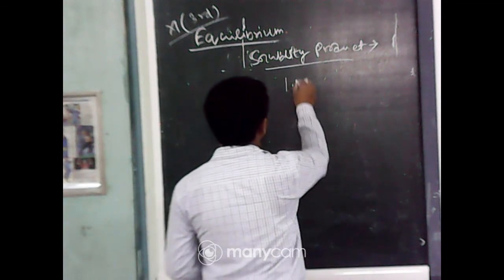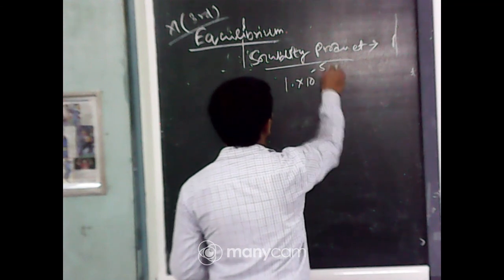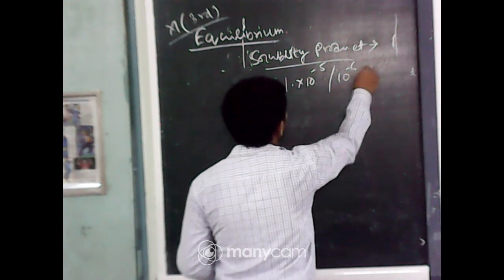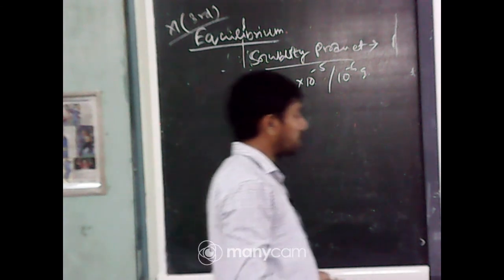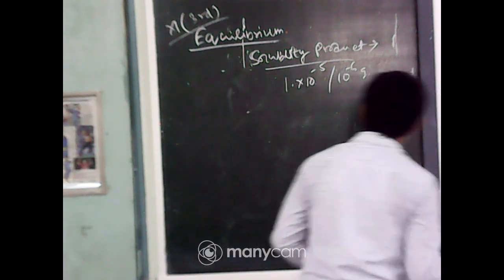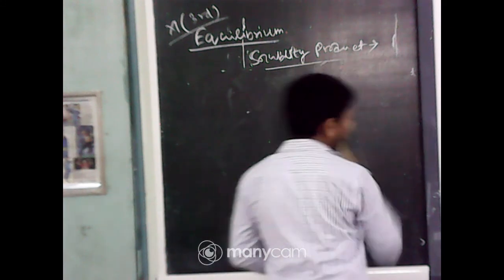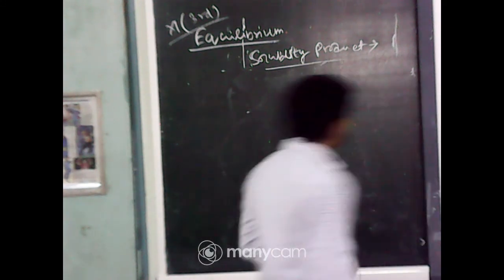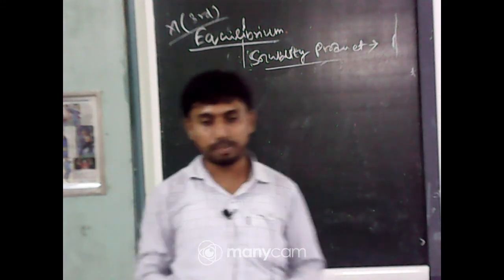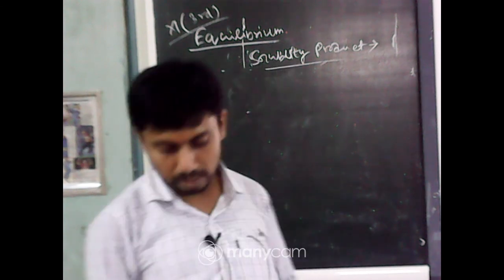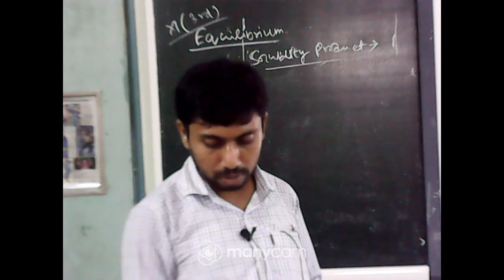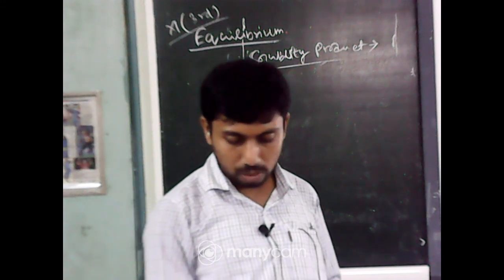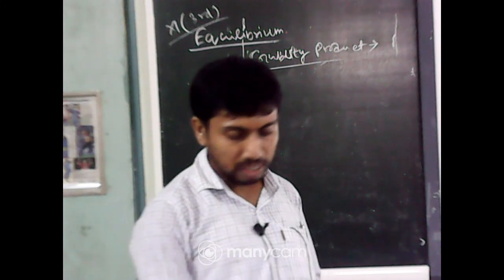That is 1 into 10 to the power minus 5 or 10 to the power minus 6 gram. This is called the negligible amount in 1 liter of the solvent. So, when a salt is dissolvable in a solvent to the extent of 10 to the power minus 5 or 10 to the power minus 6, that is its solubility, a sparingly soluble salt.